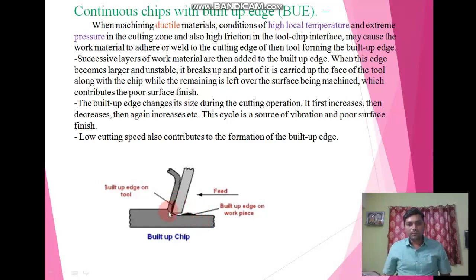So here we have the built-up edge over the tool, as well as the built-up edge over the workpiece. The built-up edge during the cutting operation first increases, then decreases, and then again increases, and this cycle creates vibration, and we get a poor surface finish of the workpiece. So this is what we have about continuous chips with built-up edge.